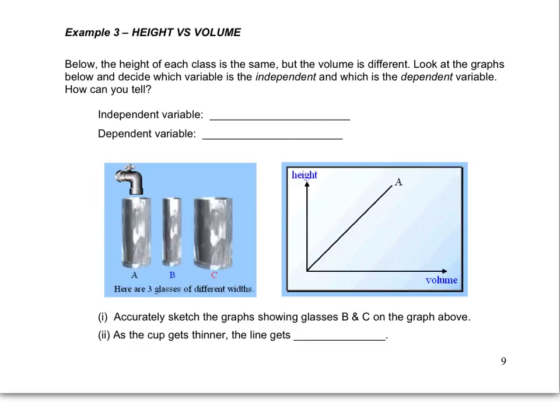Before jumping in, though, let's look at our graph and why we've got volume on the horizontal and height on the vertical. The height of the water is going to depend on how much water has been put into the vessel. So the height depends on the volume. So we say that the independent variable is going to be the volume of the water, and the dependent will be the height of the water.